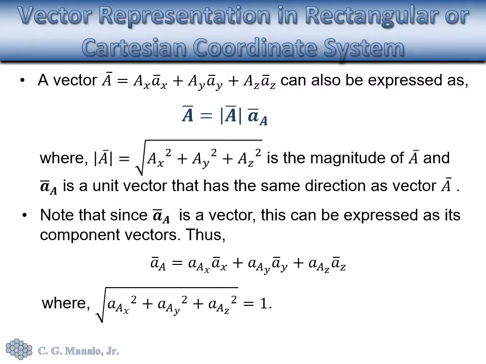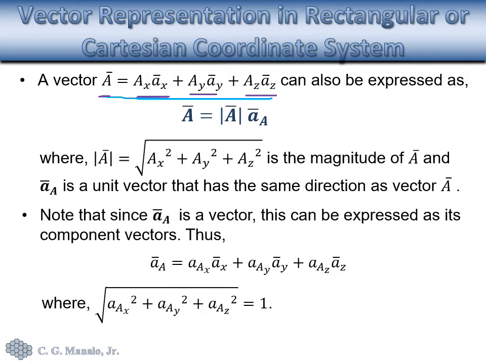So when we express a vector in this manner, what we really mean is we're trying to express the vector as its components along the axes of the coordinate system. So this one is along the x-axis, this one is the vector along the y-axis, and this one is a vector along the z-axis. We sum the three component vectors and that will give us the original vector.